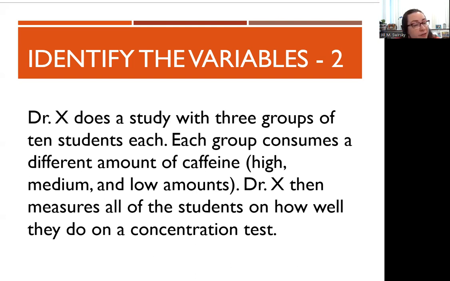IV here is caffeine. Don't be confused. Now you're seeing different levels. So whereas in the past, we've had 2 levels of the independent variable, the interactive textbook and the regular textbook, now we have 3 levels, high, medium, and low caffeine. Doesn't change anything for our purposes. Caffeine is still the independent variable. The dependent variable, the outcome variable, what we are measuring is the concentration. How well do the students concentrate?